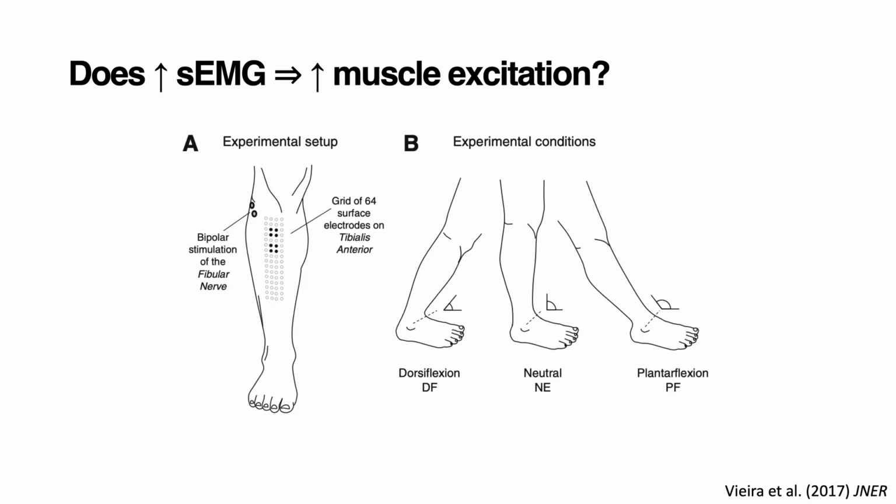And this is a study that came out a few years ago by Tyan Vieira and his colleagues, and it's really quite elegant. So what they did was they put a grid of electrodes on the tibialis anterior, and they stimulated the fibular nerve. So what this meant was the person didn't contract at all, the person just remained passive, and the experimenters stimulated the nerve so that they could control all of the neural input to the muscle. And then they measured the response on the grid electrode via surface EMG.